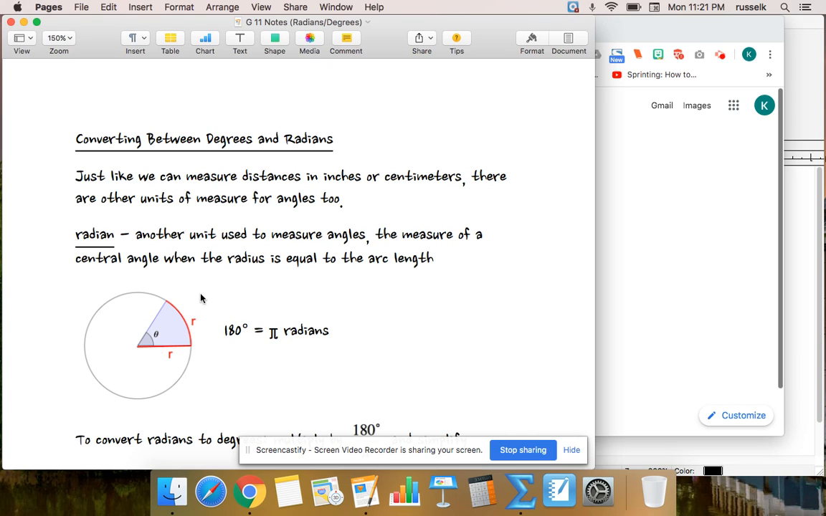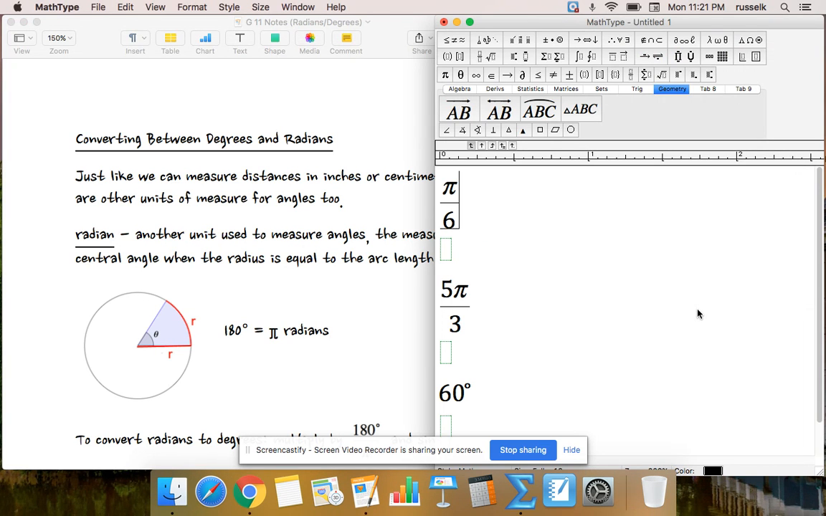Going to learn how to convert between degrees and radians. Just like we can measure other things in multiple units, radians is just another way of measuring our angles. The main thing we need to know to convert between the two is that 180 degrees is the same thing as pi radians.